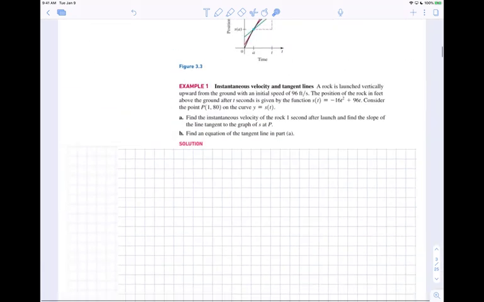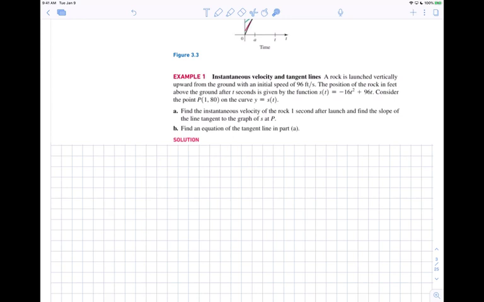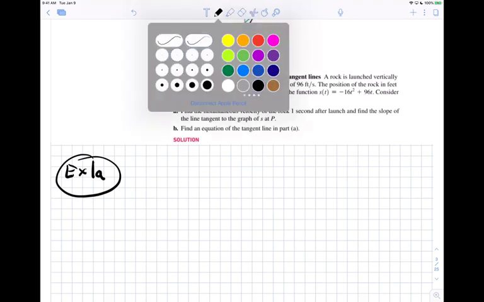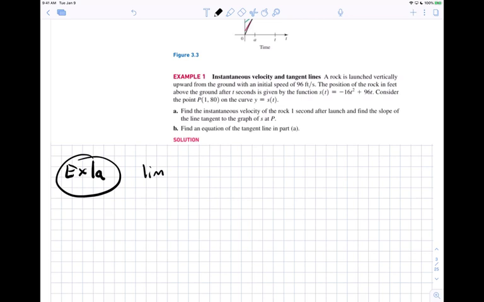So for example 1, we're going to say example 1a. So the instantaneous velocity. That means we're talking about the limit as t approaches. In this case, actually, I want to thin up that line a bit. One more. Let's go here. So we're going to say the limit as t approaches. Our a in this case is going to be 1.